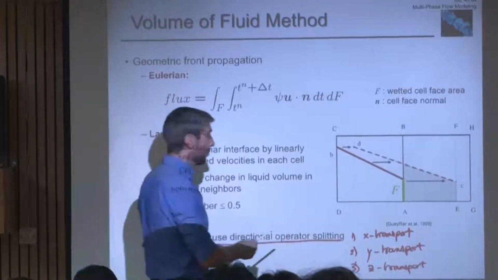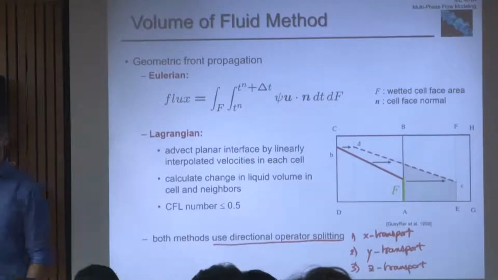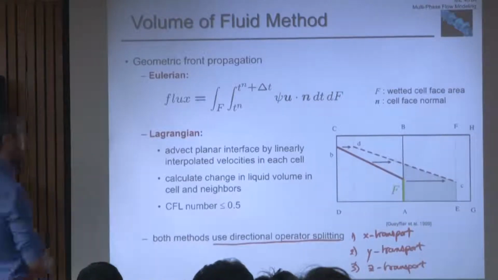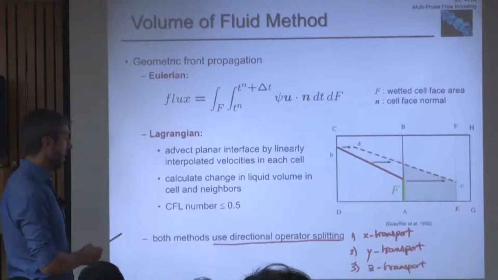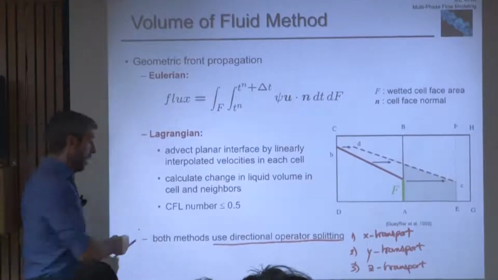This is inherently what you would refer to as a semi-Lagrangian perspective. It takes the underlying mesh, but then it moves the mesh in order to figure out fluxes. Okay, advect plane of velocity by linearly interpolating velocities in each cell. Calculate change in liquid volume in cell and neighbors.